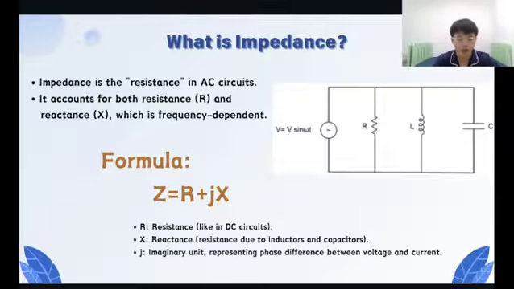To understand this relationship, we introduce the concept of impedance. The impedance is like the resistance in an AC circuit, but it also accounts for the effects of inductance and capacitance, which don't exist in DC circuits. Impedance is a complex quantity and is represented as Z equals R plus jX. So, impedance combines both real resistance R and imaginary reactance X to give us a full picture of how the circuit behaves in AC.